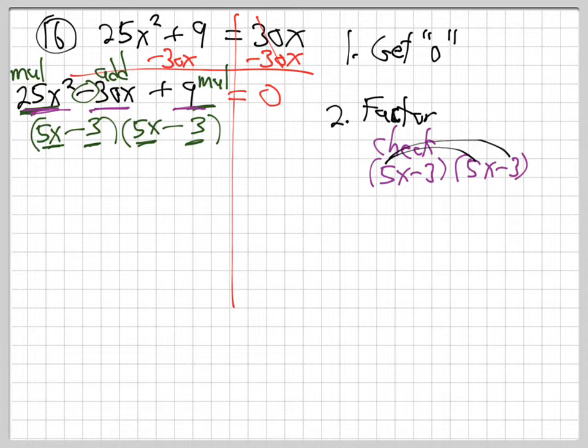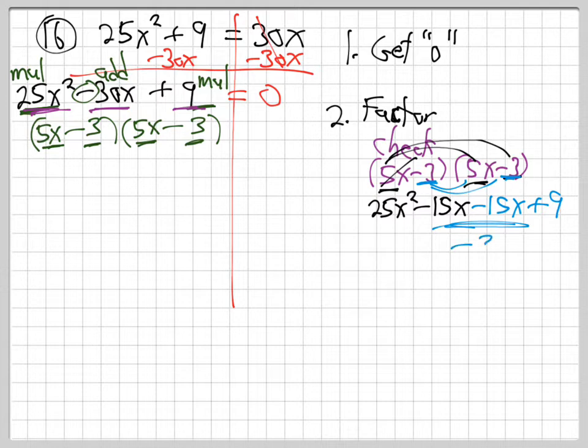Boom, boom. Remember how to multiply two things with two things? They just take turns, right? The first goes to both, and then the second goes to both. So 5x times 5x, 25x squared. 5x times minus 3 is minus 15x. He's done. Now the minus 3 will go to both. Boom, boom. Minus 15x, and then minus 3 times minus 3 is plus 9. See how those two in the middle make minus 30x? See how it goes back perfectly?